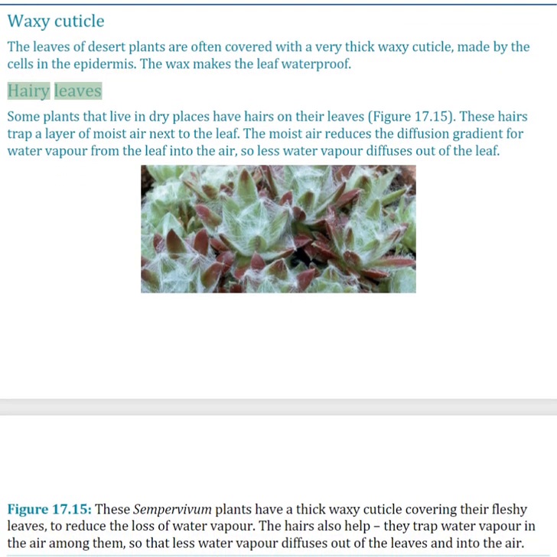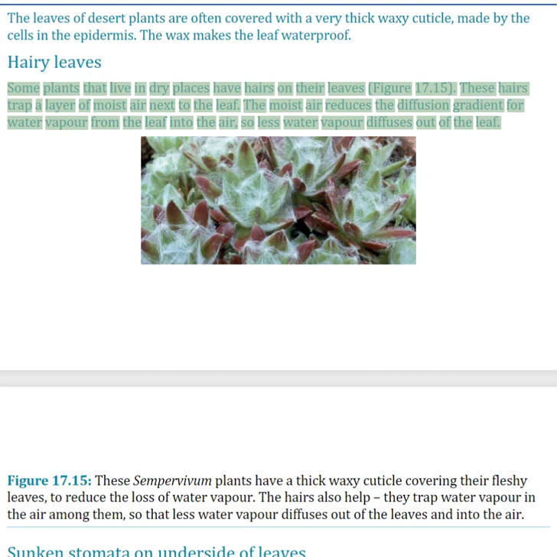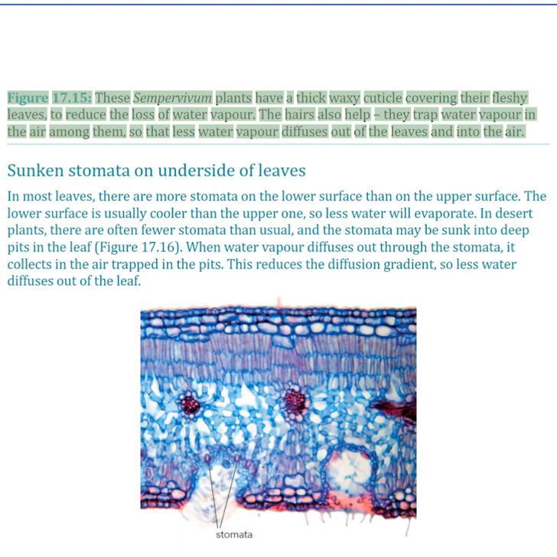Hairy leaves. Some plants that live in dry places have hairs on their leaves. These hairs trap a layer of moist air next to the leaf. The moist air reduces the diffusion gradient for water vapor from the leaf into the air, so less water vapor diffuses out of the leaf. Figure 17.15: these sempervivum plants have a thick waxy cuticle covering their fleshy leaves to reduce the loss of water vapor. The hairs also help; they trap water vapor in the air among them so that less water vapor diffuses out of the leaves and into the air.